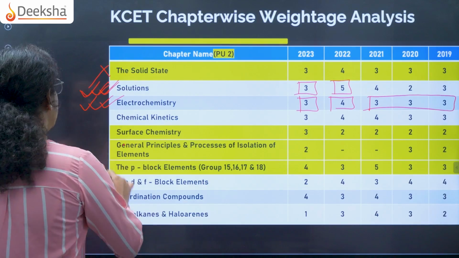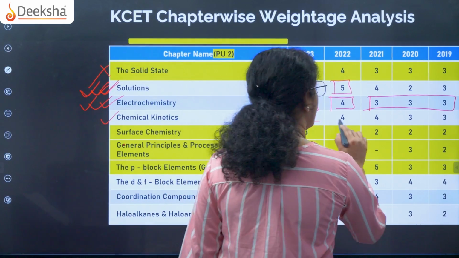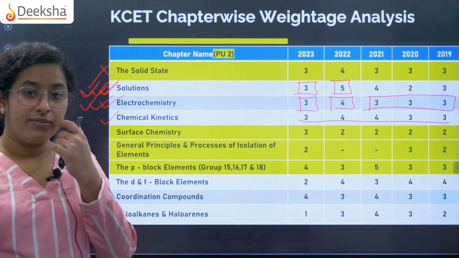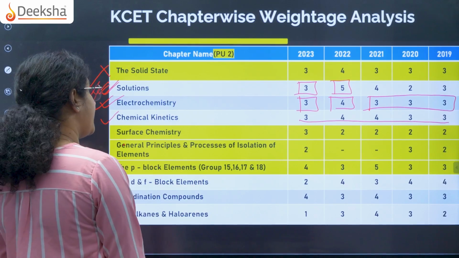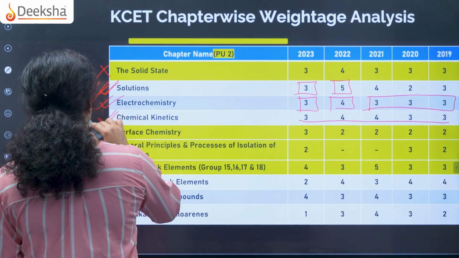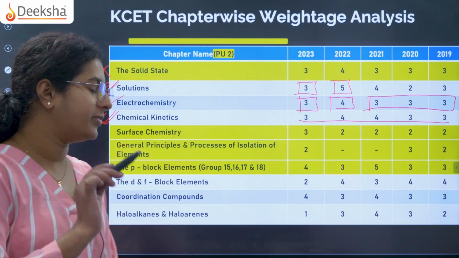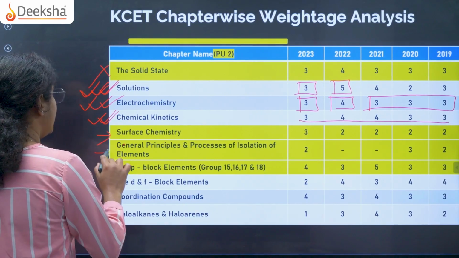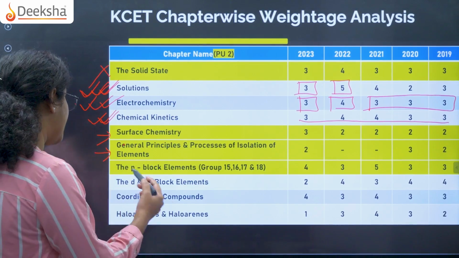Then when it comes to chemical kinetics, 3 to 4 questions you can expect, because it's already asked in your previous paper. 3 to 4 questions you can expect in your 2024 KCET. So it is also a must-do chapter. Got it? And next one, surface chemistry, then general principles and processes of isolation of elements.